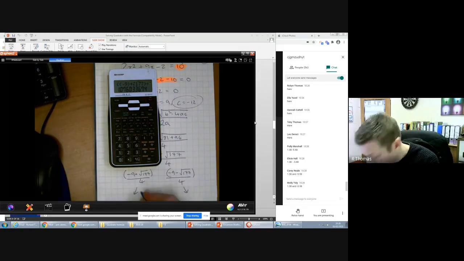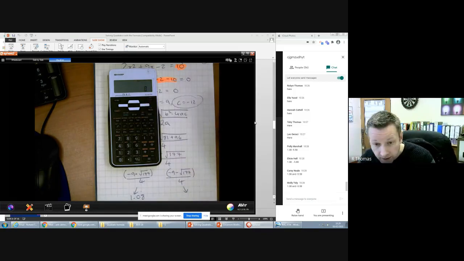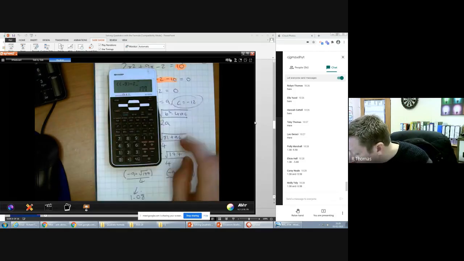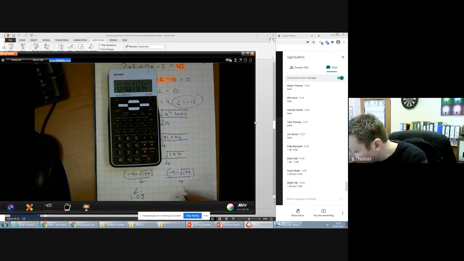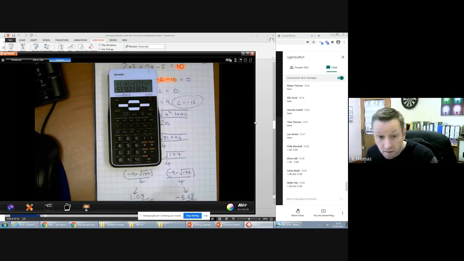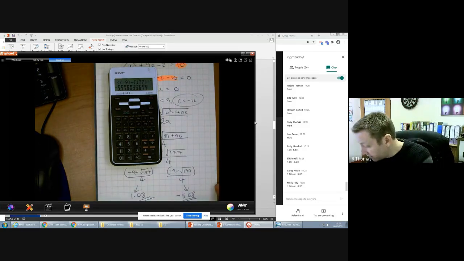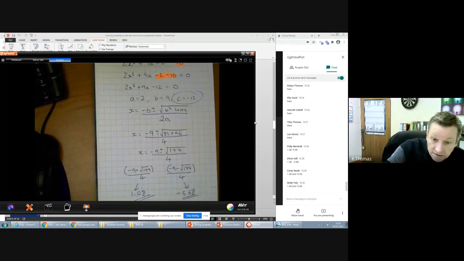1.08 for that one, which is the same as Paul, Alicia, Kerry, and Maul. So I reckon I've got it right if they have. And then brackets, -9 minus root 177, close the brackets, divided by 4. Equals that, minus 5.58. If you had that, that is awesome. Okay, that is very, very good. Any questions? I thoroughly doubt it.